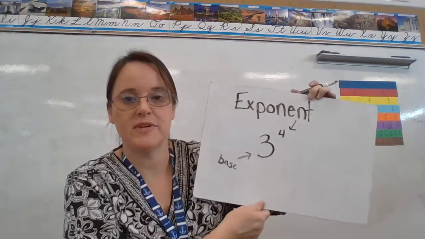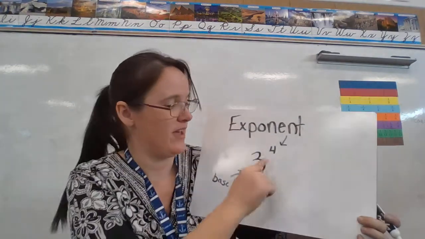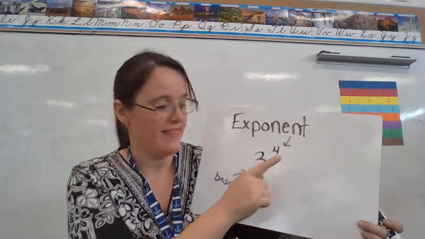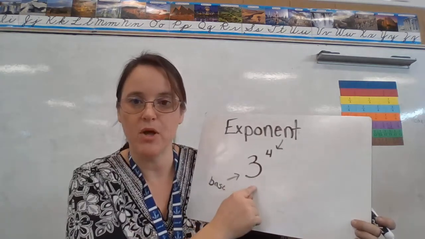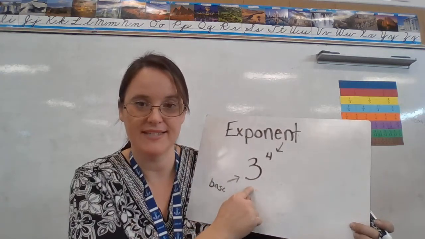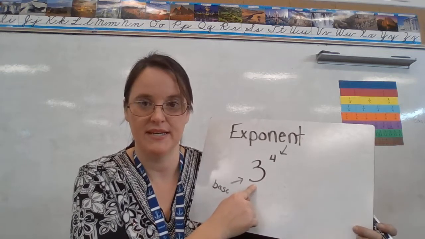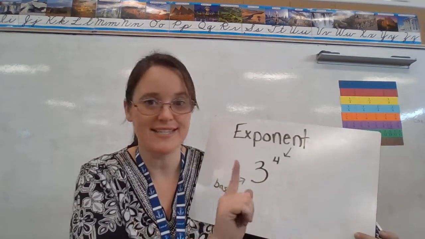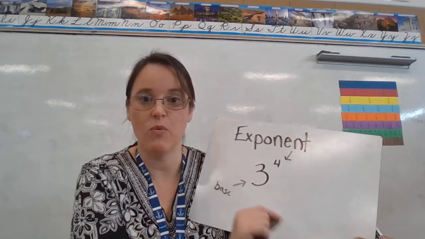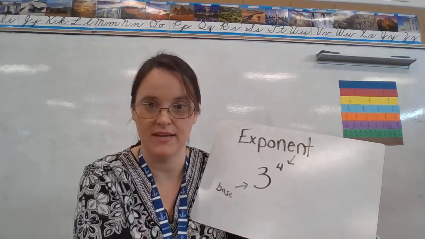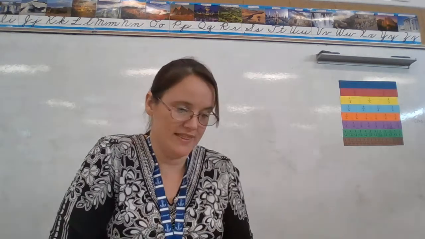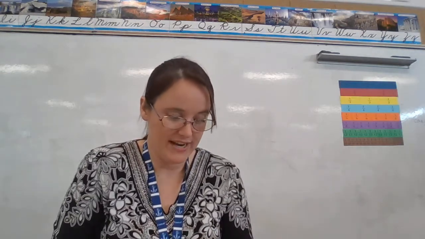And so what we do with an exponent is we say, okay, this is a 4. That means I'm going to multiply my base, in this case 3, 4 times. This is not the same as saying what is 4 times 3. Let me show you what this looks like when we write it out.